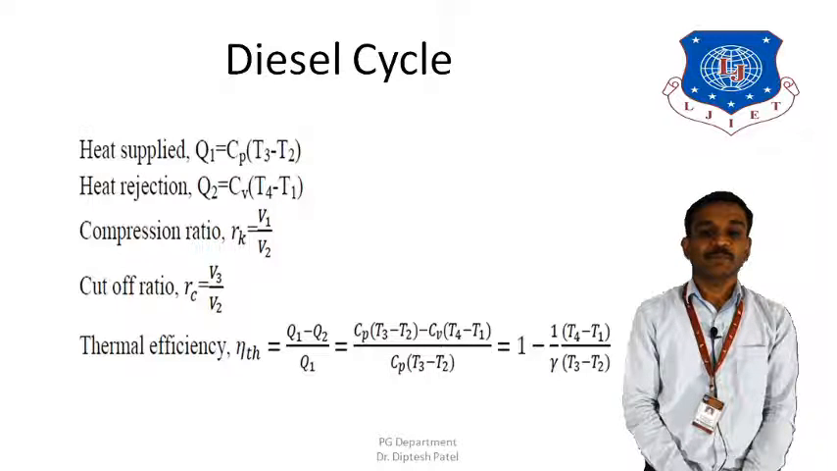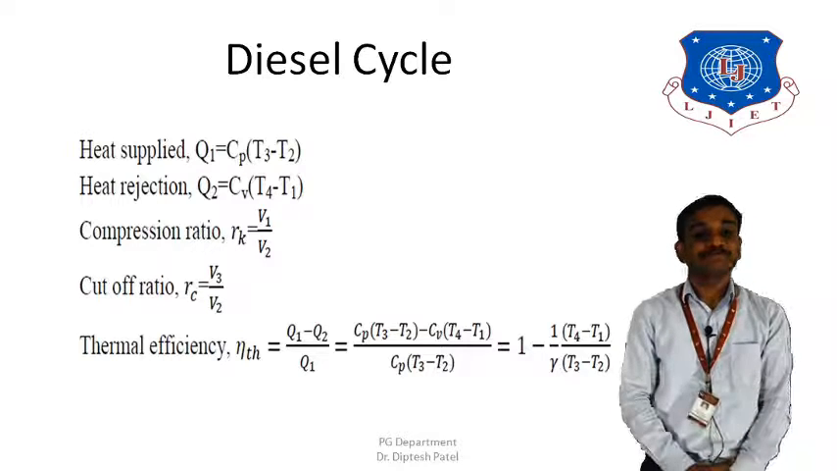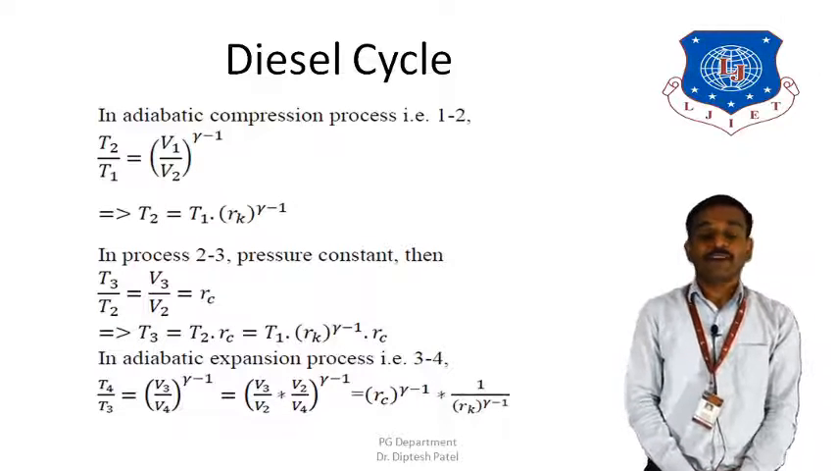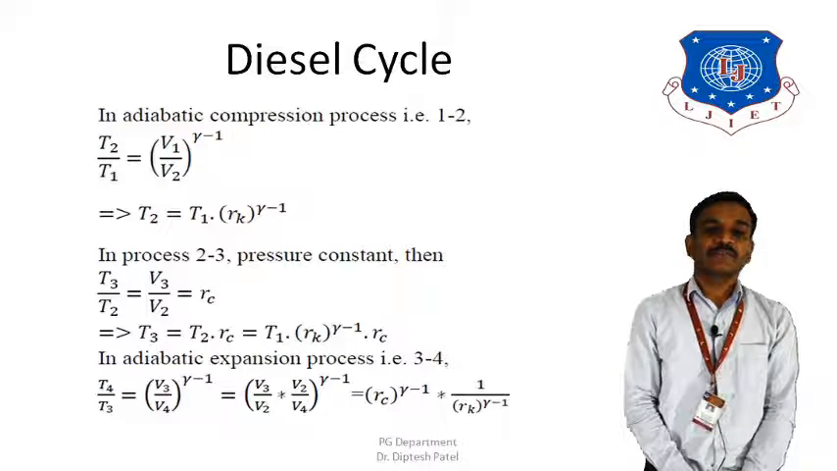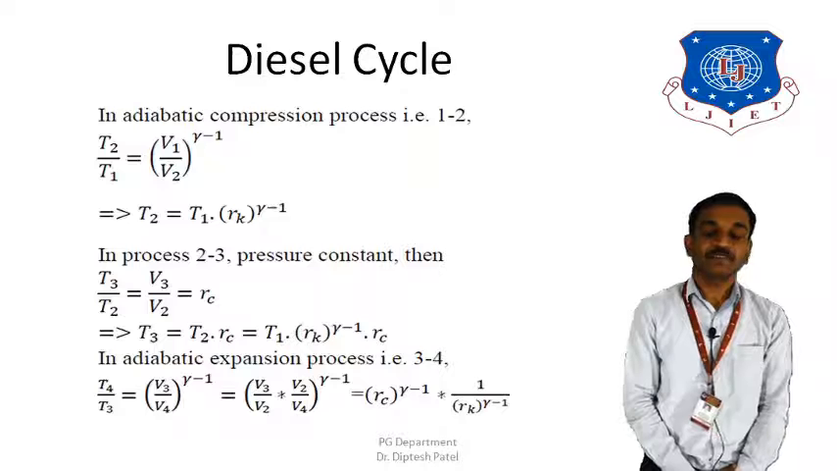We know that Cp upon Cv is gamma, so that can be written here. Now let's simplify the efficiency, in which we know that there are two different isentropic processes, process 1 to 2 and process 3 to 4. So we are going to use the isentropic relationship for both of them.